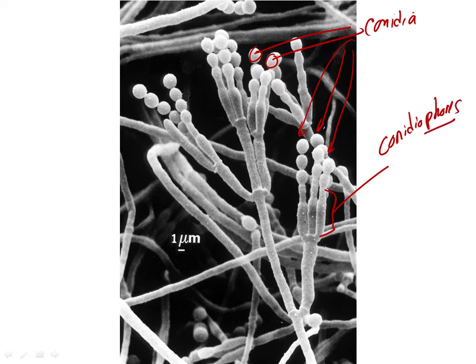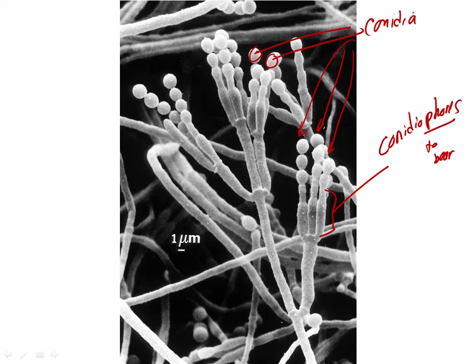And four means to bear. So conidio bearers, the hyphae that bear them, are conidiophores. There's all different shapes of conidiophores. Here they really just look like hyphae, and they break up into the spores at the end, but they can look like different things. And we'll see this in penicillium.